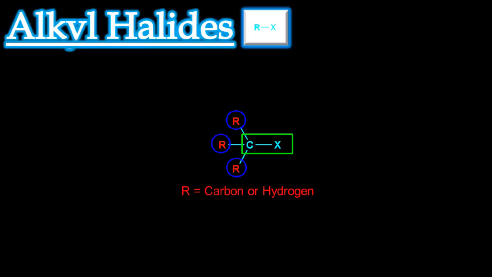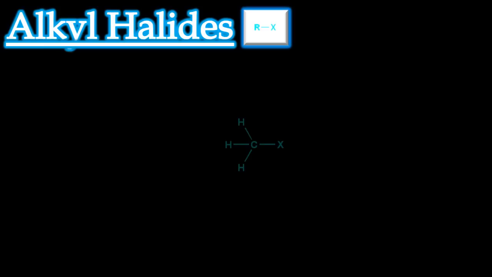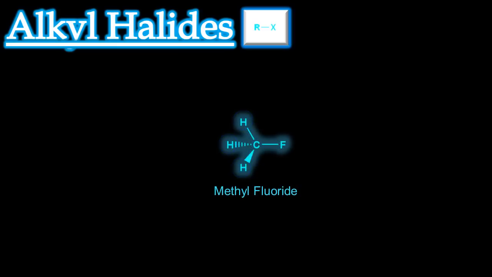Alkyl halides. Alkyl halides feature a carbon-halogen bond as indicated by the green box. The carbon is then bonded to either additional carbon-containing groups or hydrogens, or a combination of the two. The simplest of alkyl halides is a methyl halide, which results when these three groups are replaced with hydrogens. This methyl halide then designates the rest of its name depending on which halogen is used as the halide. In this example, a fluorine is used, resulting in methyl fluoride.